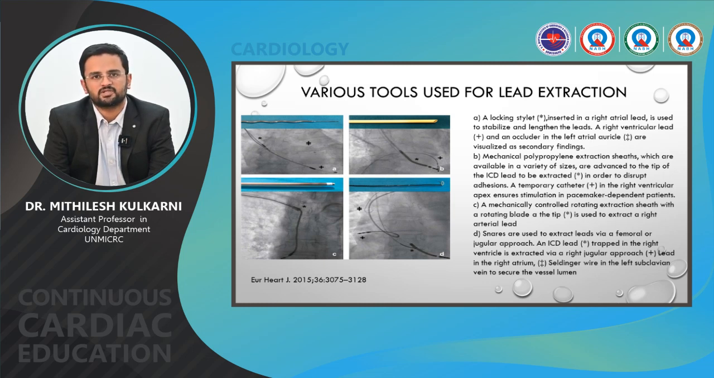Now coming to figure C, a mechanically controlled extraction sheath with a rotation blade at the tip is used to extract the right atrial lead. And figure D shows snares used to extract the leads via a femoral or a jugular approach. An ICD lead trapped in the RV is extracted via the right jugular approach. Leads in the RA, the Seldinger wire in the left subclavian vein to secure the vessel lumen.